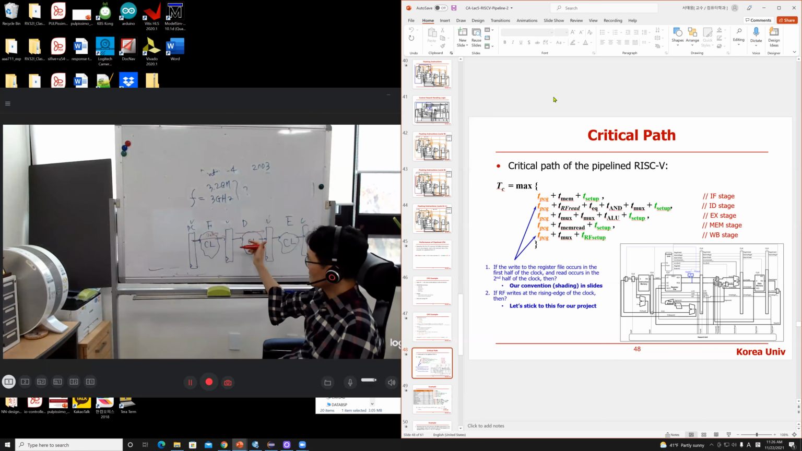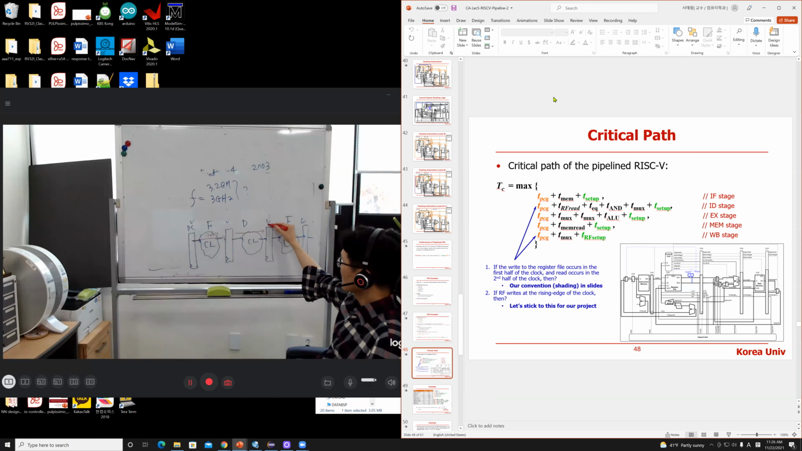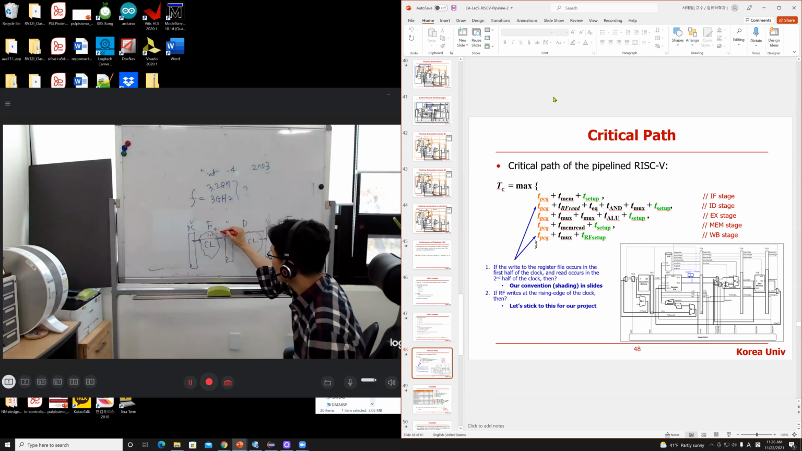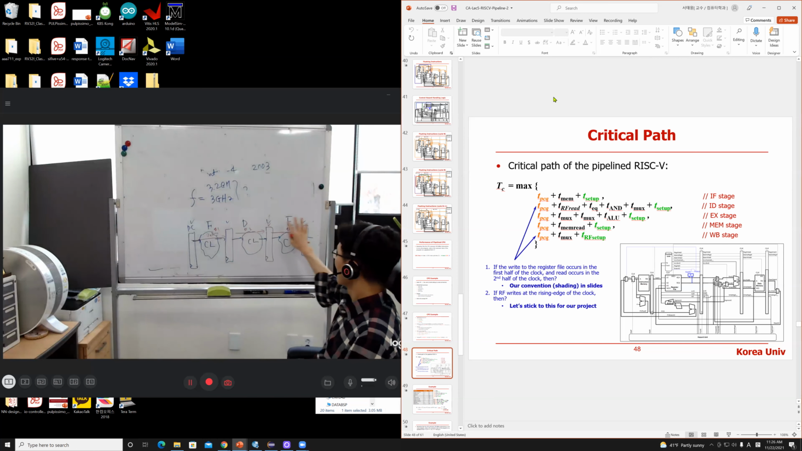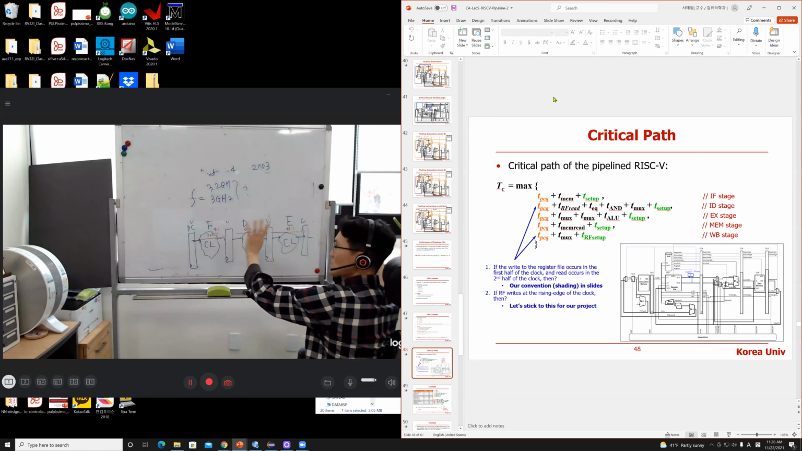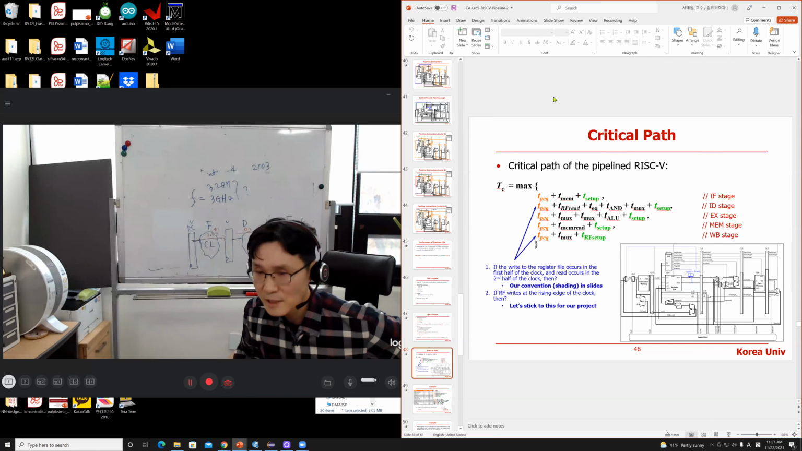How long it takes for a signal to propagate from here to here. And same thing, from this point to that end point, how long it takes. So delay path number 1, delay path number 2, number 3. Among these potential critical paths, you need to select one, the longest delay path. We call that the critical path.